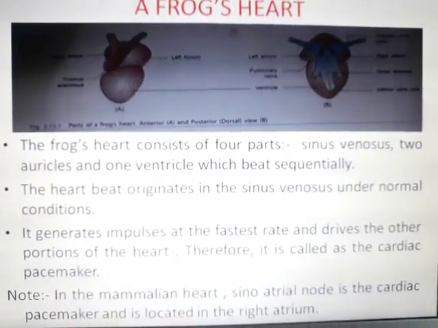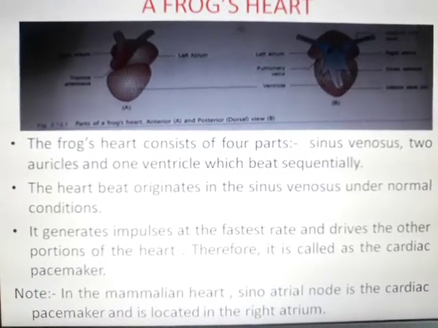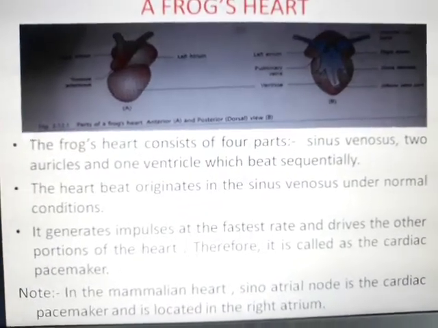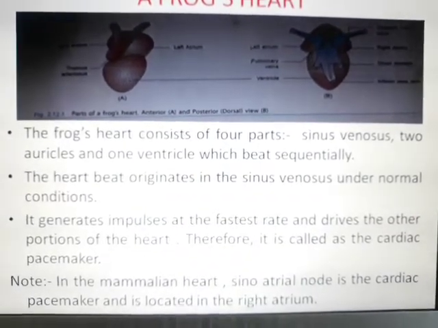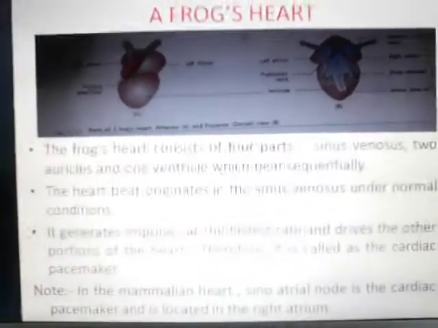It generates impulses at the fastest rate and drives the other portions of the heart. Therefore, it is called the cardiac pacemaker. In the mammalian heart, the sinoatrial node is the cardiac pacemaker and is located in the right atrium.